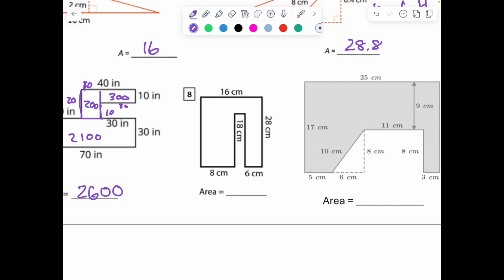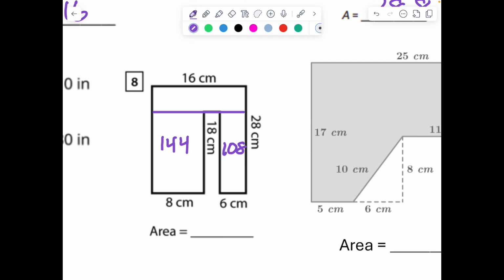All right, chopping up here, this might be easiest, like this. This is an 8 by 18 in this first one, so 8 times 18 is 144. So then we have a 6 by 18, which is 108. And then this right here is 10 if the whole thing is 28, and this part is 18. So then we've got a 10 by 16, which is 160. So that is 412.